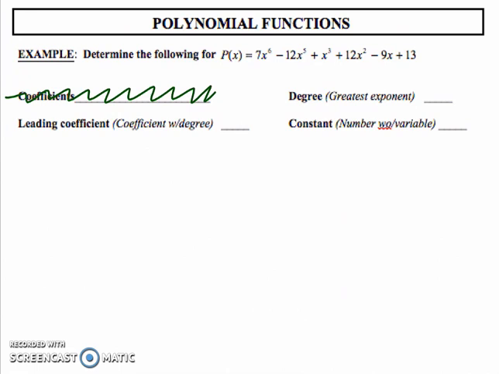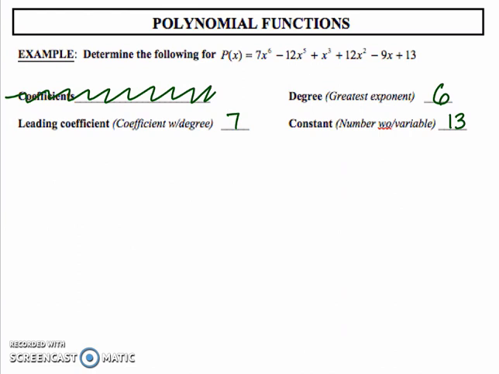The degree of the polynomial then is the degree of the first term, because that is always the greatest exponent when it is written in descending order. So the degree of this polynomial is going to be 6. The leading coefficient is the number in front of the first term in descending order. So the leading coefficient is 7, and then our constant term is positive 13.